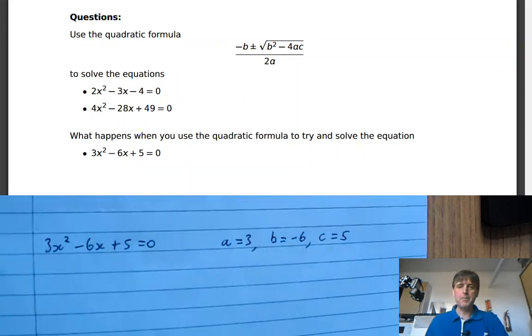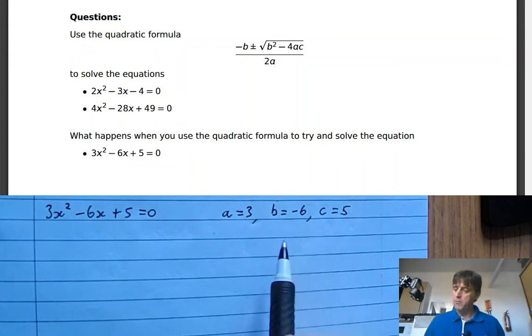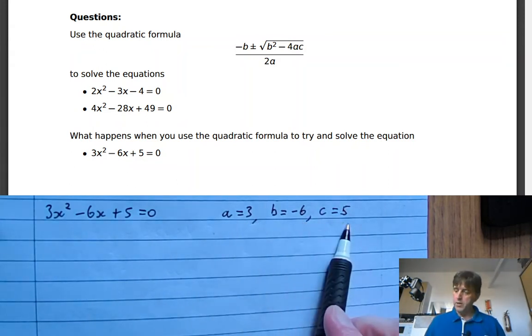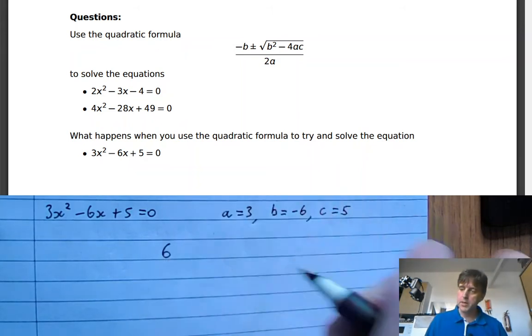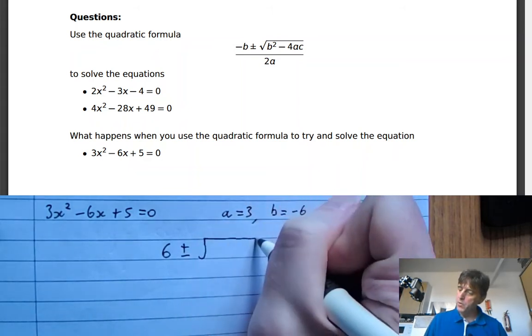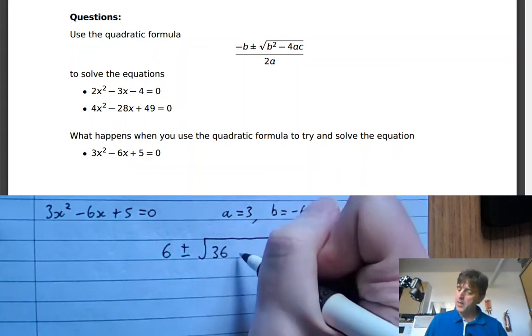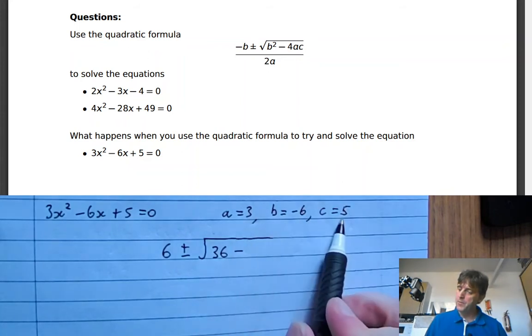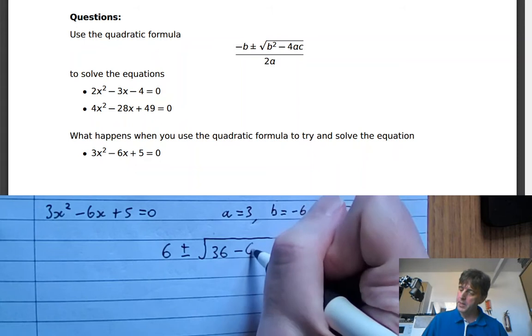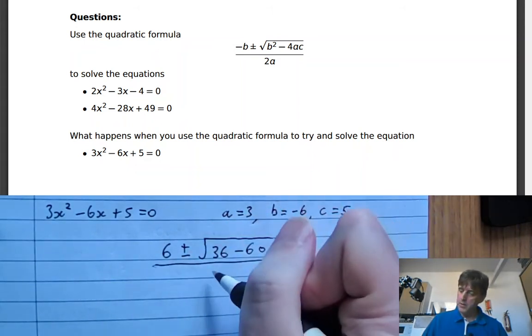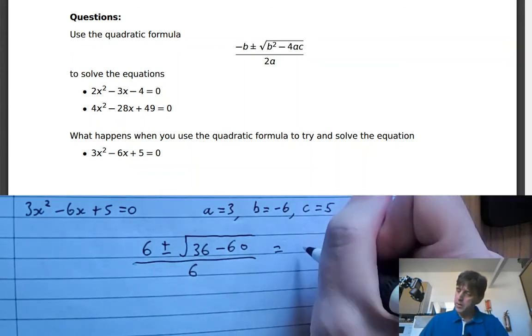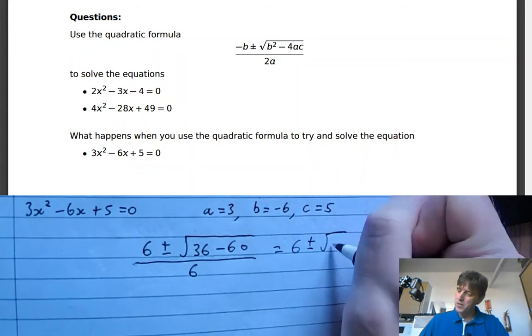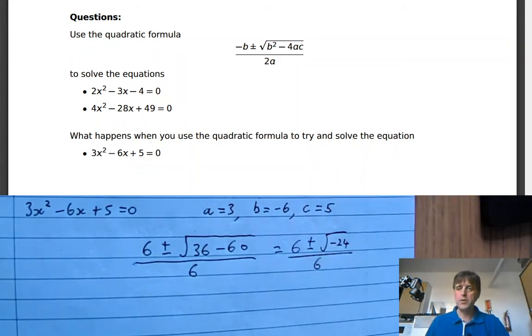What about the last one then? Okay, so here's the last one here. Again, I've already worked out the a, the b, and the c. And if we try and use the formula here, we get minus b, which is minus -6, which is, of course, 6, plus or minus the square root of b squared. -6 squared is +36, minus 4 times a times c. 4 times 3 times 5 happens to be 60. Divide that by 2 times a. 2 times 3 is 6. And if we tidy that up a little bit, we end up with 6 plus or minus the square root of -24 over 6.